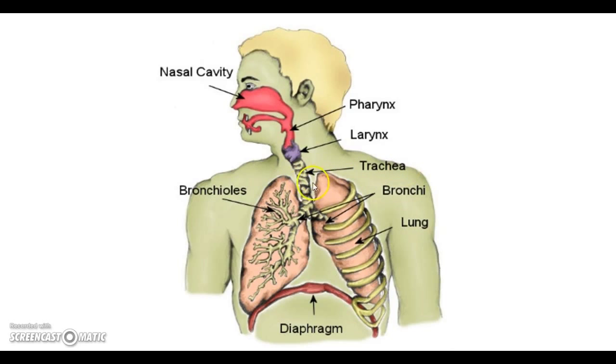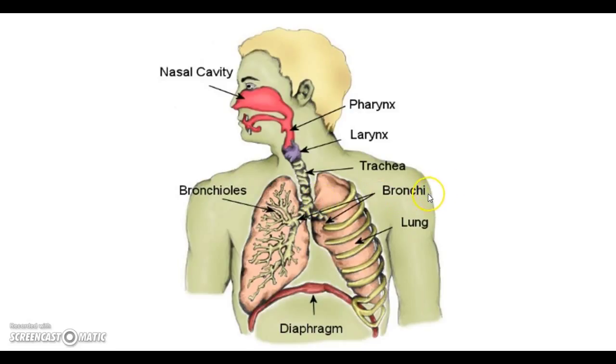So here we come to the trachea. What is the trachea? It's a 5-inch long tube that is made of C-shaped cartilage rings. Those rings allow the trachea to remain open to the air at all times. So the trachea simply connects the larynx and the bronchi, in order to allow the air to pass through the neck and into the thorax.